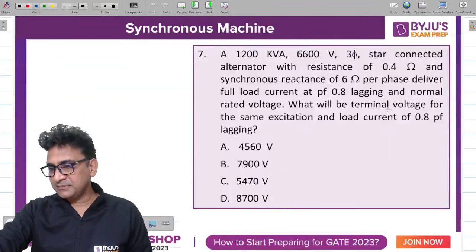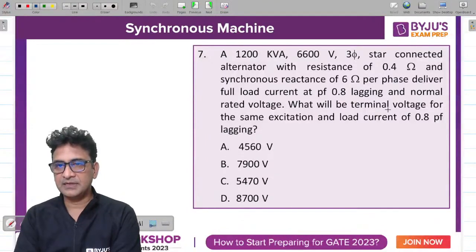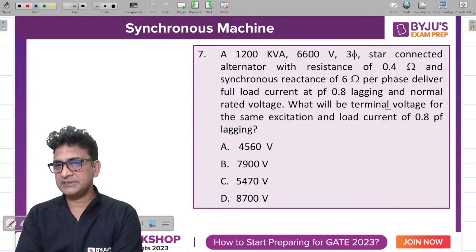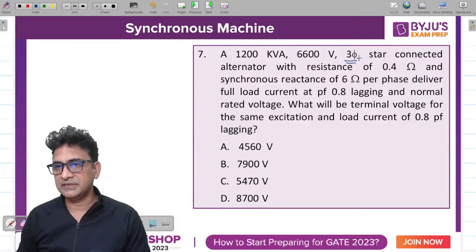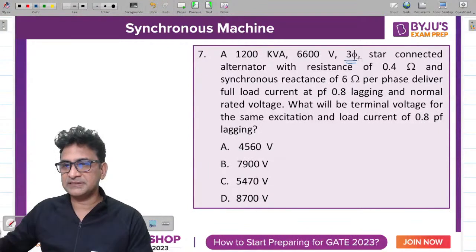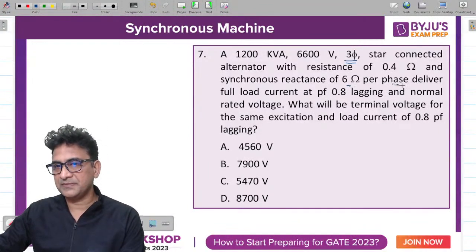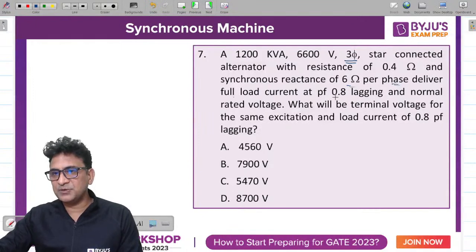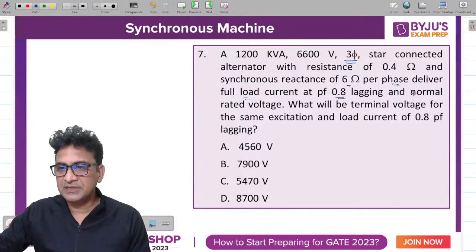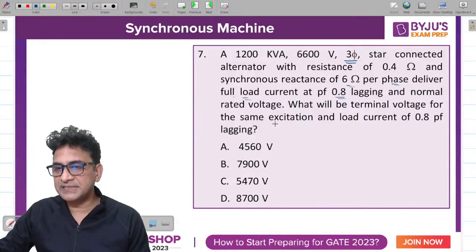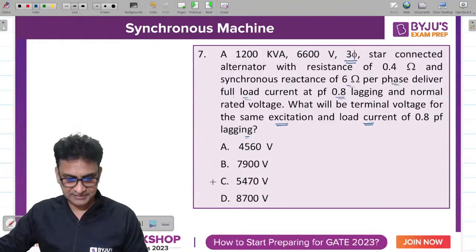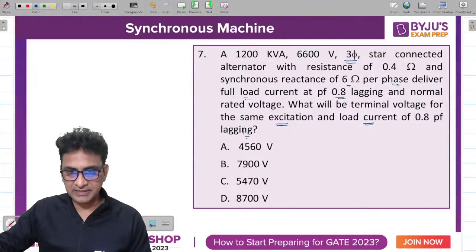So I move to question number 7. A 1200 kVA 6600 volt, 3-phase star connected alternator, not single phase, with armature winding resistance of 0.4 and synchronous reactance of 6 ohm per phase, delivers the full load current at 0.8 power factor lagging and the normal rated voltage. What will be the terminal voltage for the same excitation and the load current of 0.8 power factor leading? Sorry, it is leading.